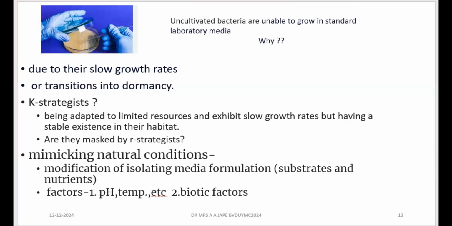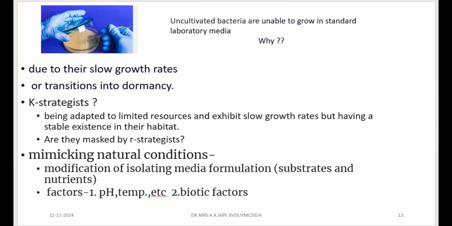And against that, you have R strategists. That is, they are present in a particular number, maybe low initially, but as there is a flush of nutrients, they rapidly grow, multiply, and bloom like anything, and their number is going to be very high.